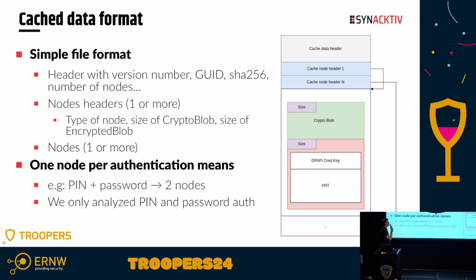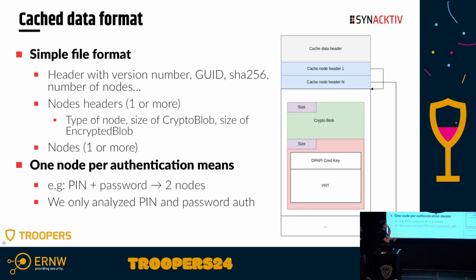Okay, so now let's talk about the cache data file format that we managed to understand. It's actually quite a simple file format. It starts with a header. Inside we'll find the version number, a GUID, an integrity checksum for the rest of the file, and an integer which defines the number of nodes. Then we'll have an array of cache node headers.